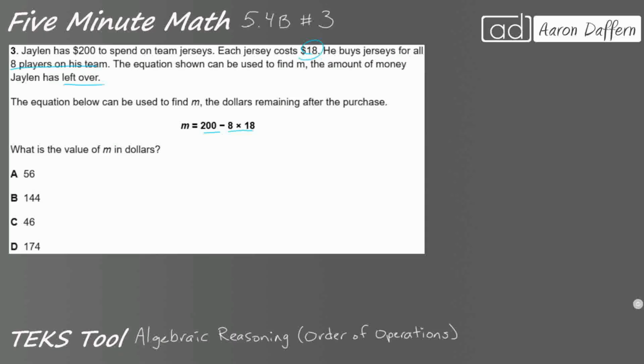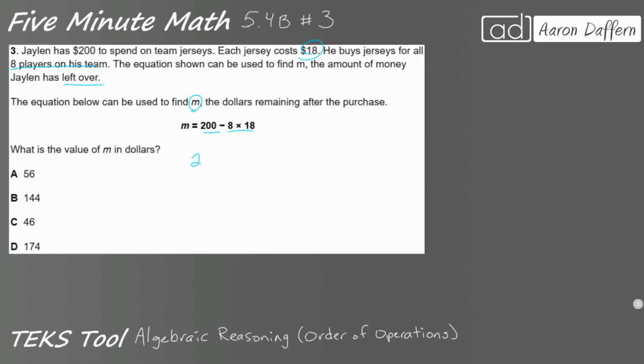Now, here's the interesting thing. We already have the equation set up for us. We're just trying to solve for m, which is what is 200 minus 8 times 18. But what we don't want to do is we don't always want to just go from left to right. So let's do this wrong. Let's first look what happens if I go straight left to right.